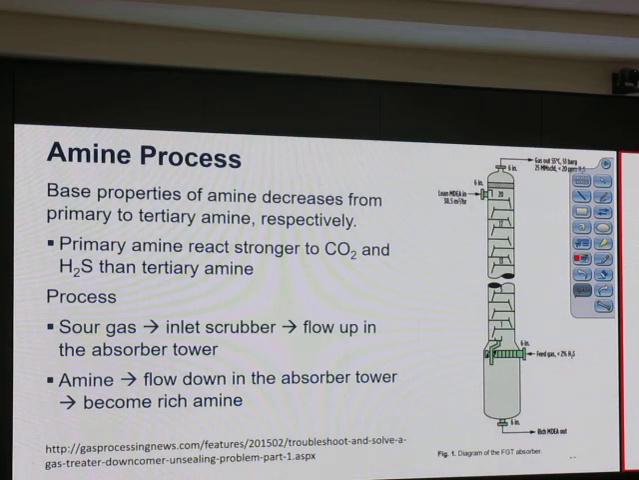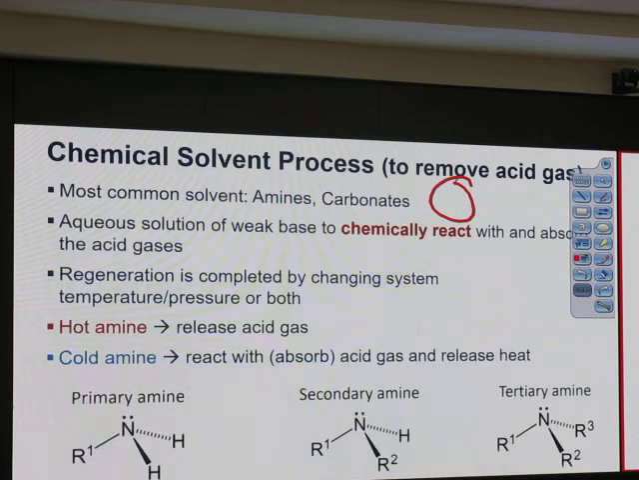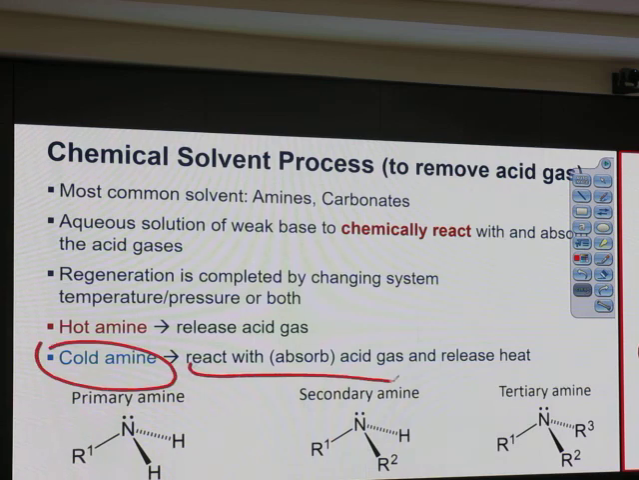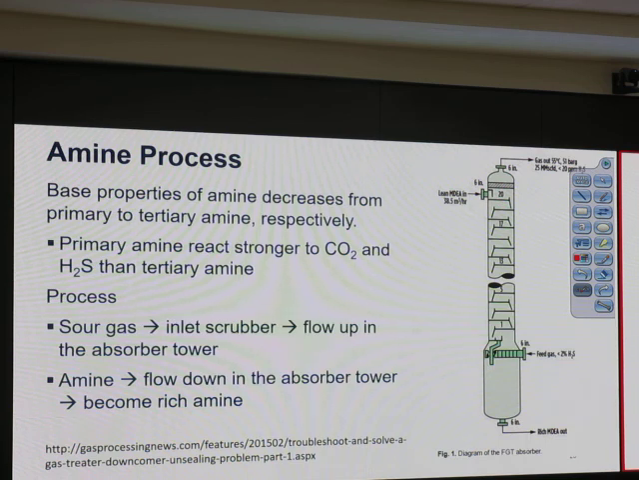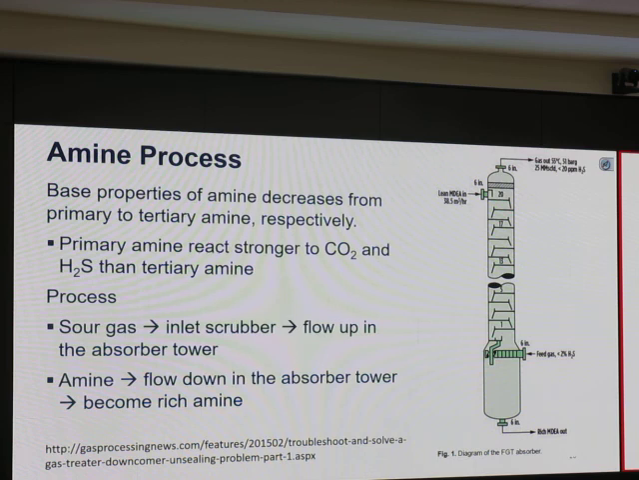So in the tower, it has trays. Lean amine comes from the top. So is lean amine cold or hot? Cold. It's cold from the top. Why do I say cold? Because when it's cold, it's good at catching acid gas. When it's hot, it's not good at catching acid gas. So cold is relatively cold, okay? It's not freezing, it's just not hot.